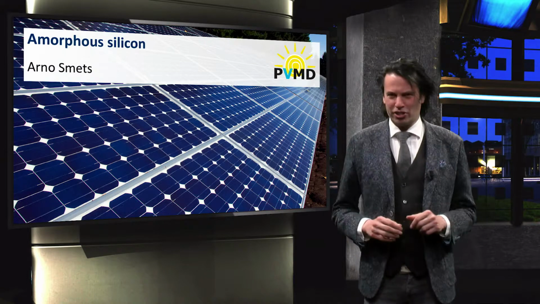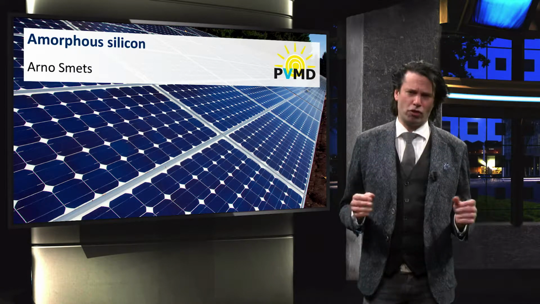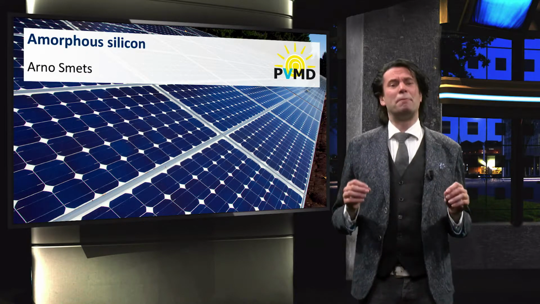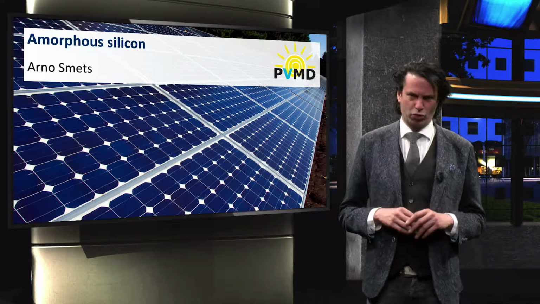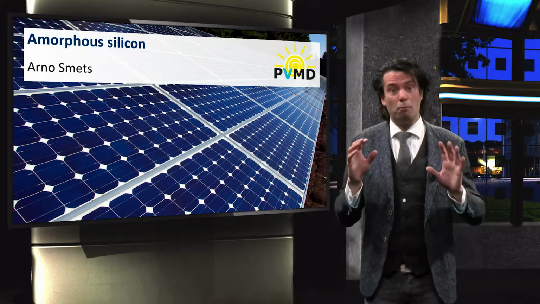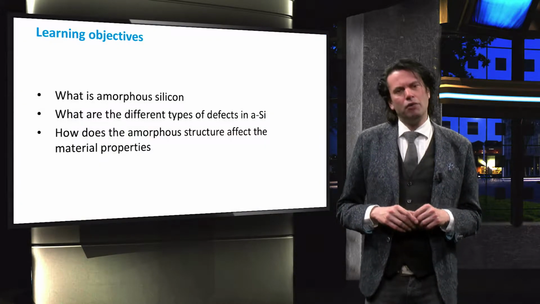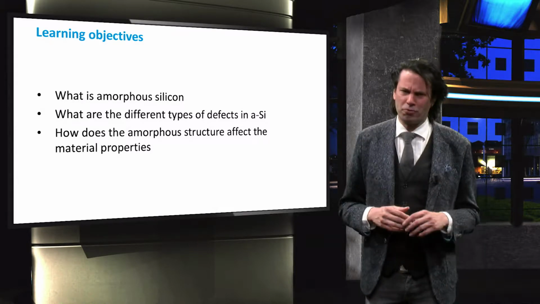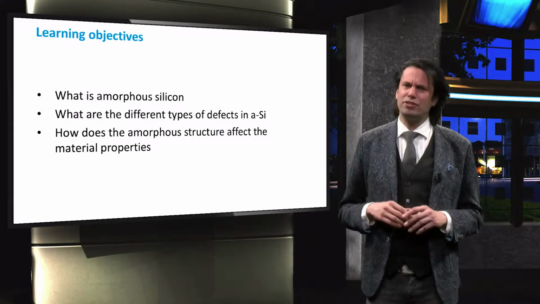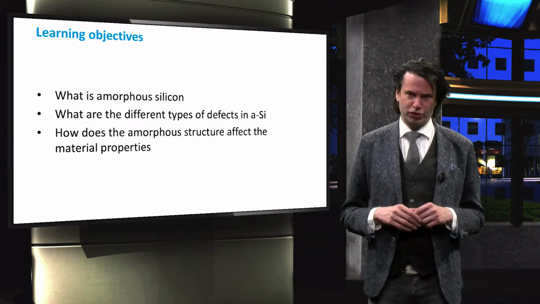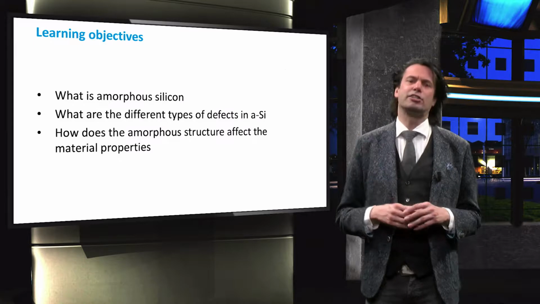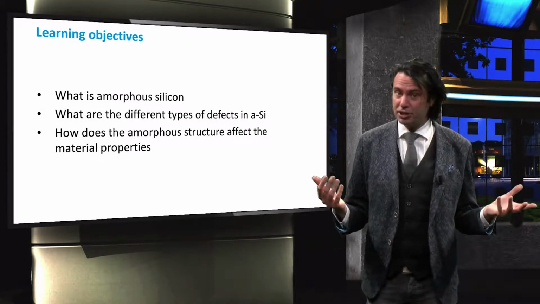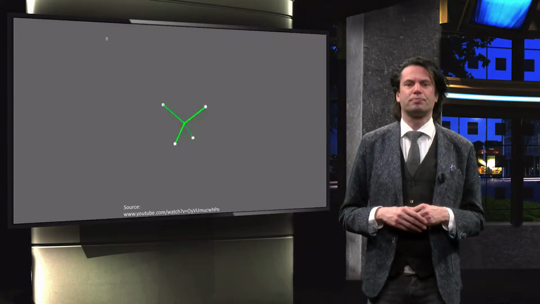We have just discussed the advantages and limitations of thin film silicon solar cells. In this video we will discuss a material that is crucial for this type of solar cells, namely amorphous silicon. We will learn what amorphous silicon is and how it is different from crystalline silicon. To that end, we will discuss the defects in amorphous silicon and how they affect its important material properties like the conductivity, bandgap energy and absorption.